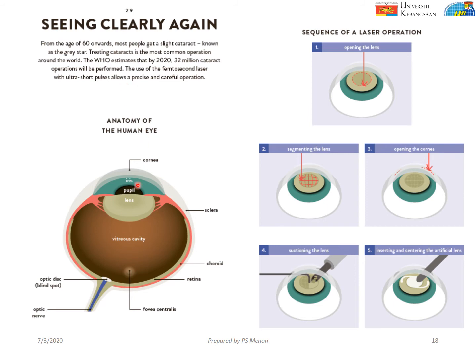So this is the anatomy of the eye. How is the operation performed? First of all, the cornea is opened, and then the lens is segmented, and then the lens is suctioned out because this lens is spoiled, and then they put in an artificial lens. Because one has got cataract, right? They remove it and then put in an artificial lens. So cataract operation is very common and it's very safe to be done nowadays.